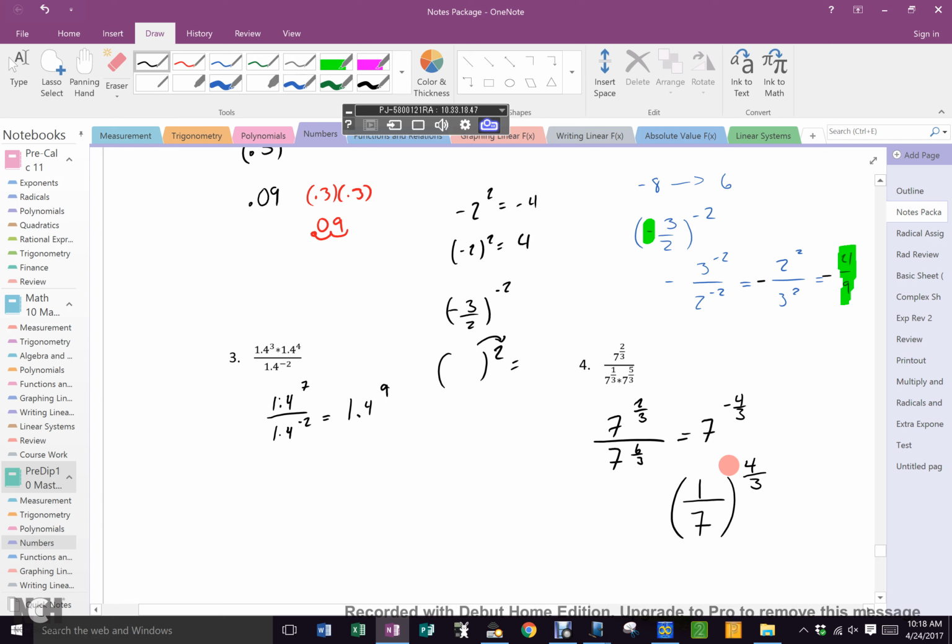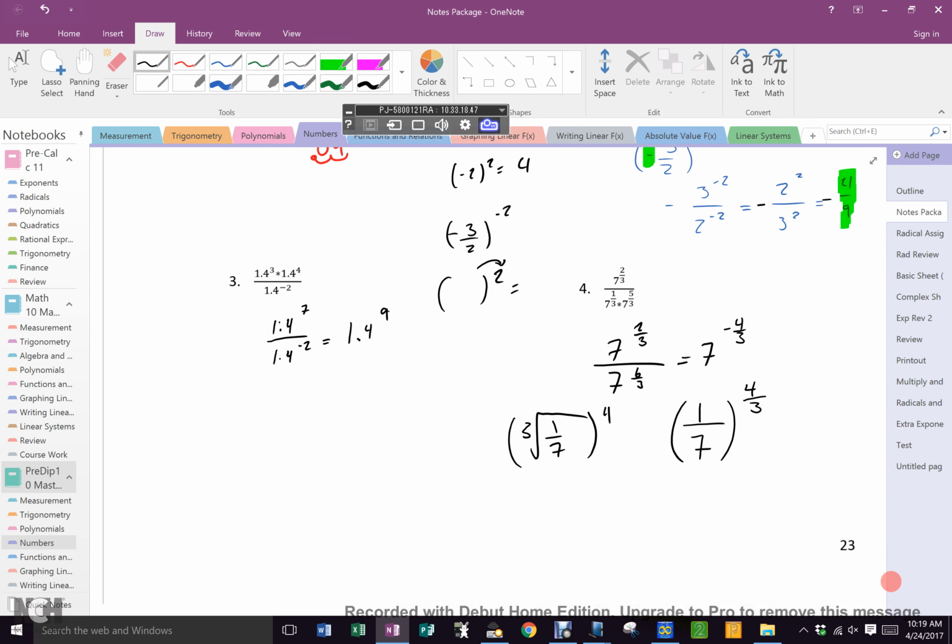Where would that exponent go in here? 4. Just to the 4? Yeah, cube root. Pardon me? Would you keep the exponent as 4 and then cube root what's inside the bracket? You could do that. Yes. So Max is saying, can I do this? Is that okay? Okay. And this is the cube root of 1 over the cube root of 7 to the 4th, isn't it?